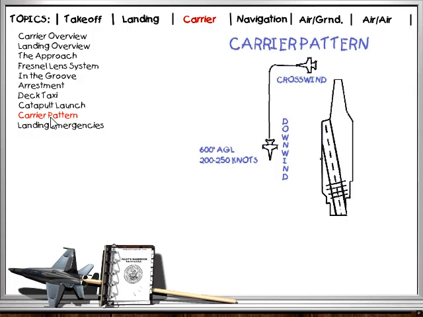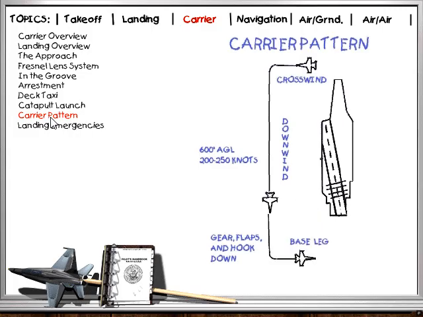Anywhere from 1 to 4 miles ahead of the ship, execute a 1.5 to 2G turn to a downwind heading. At this point, your airspeed should be 200 to 250 knots. Prepare for landing with gear, flaps, and hook down. The downwind leg should be flown 3 miles abeam of the ship. You should begin to slow to on speed as you pass the ship.